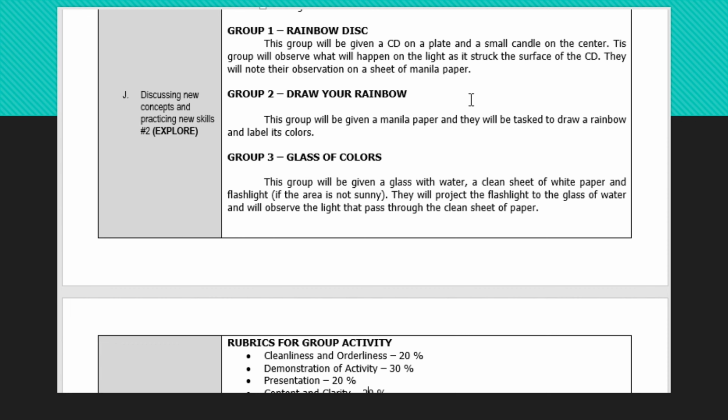Group 3, glass of colors. This group will be given a glass with water, a clean sheet of white paper, and a flashlight. If the area is not sunny, they will project the light to the glass of water and will observe the light that passed through onto the clean sheet of paper. And if you have a prism, you can let your students use it so they can see the scattering of light when white light hits the prism.